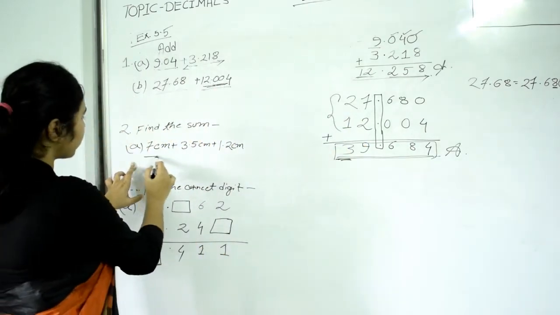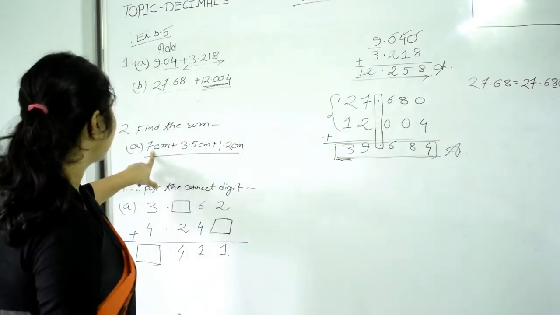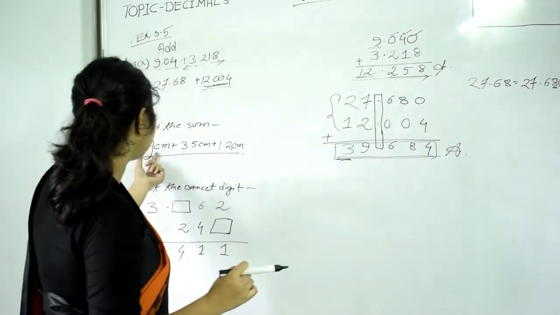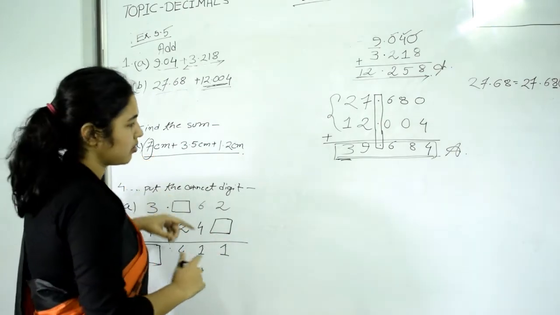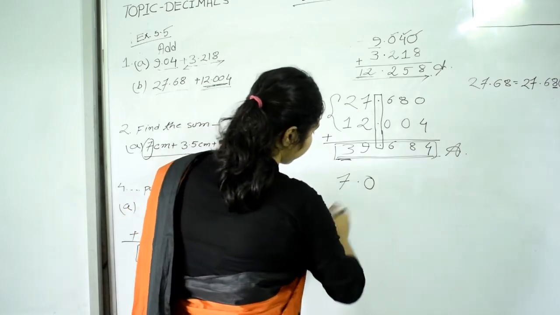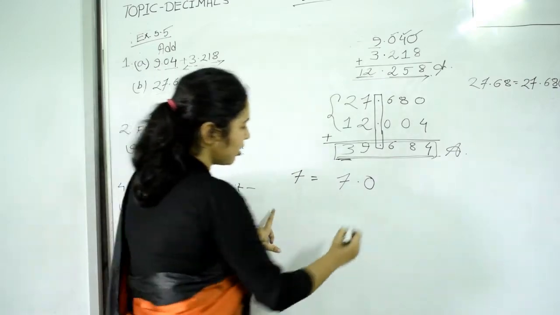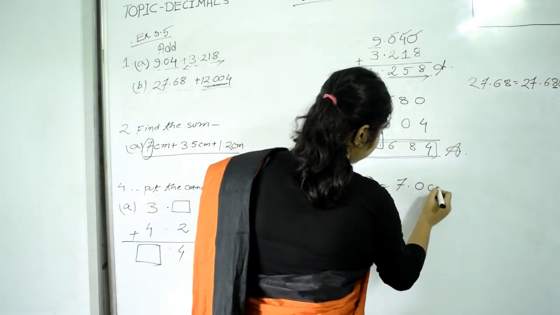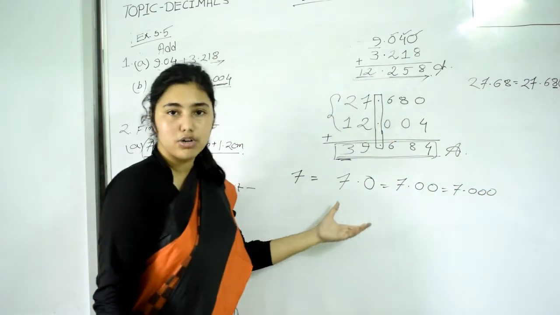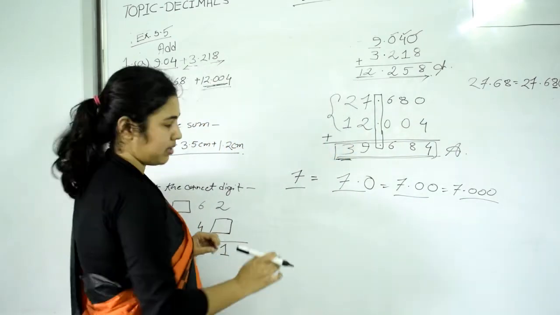Next, here we have to add 3 decimal numbers. Now, look at this first number. Here we have only 7, which means here we have only the whole number part, which means we can write 7.0. 7 is equivalent to 7.0 or 7.00. We can take as many zeros as we need. Okay? So all these numbers are equivalent.